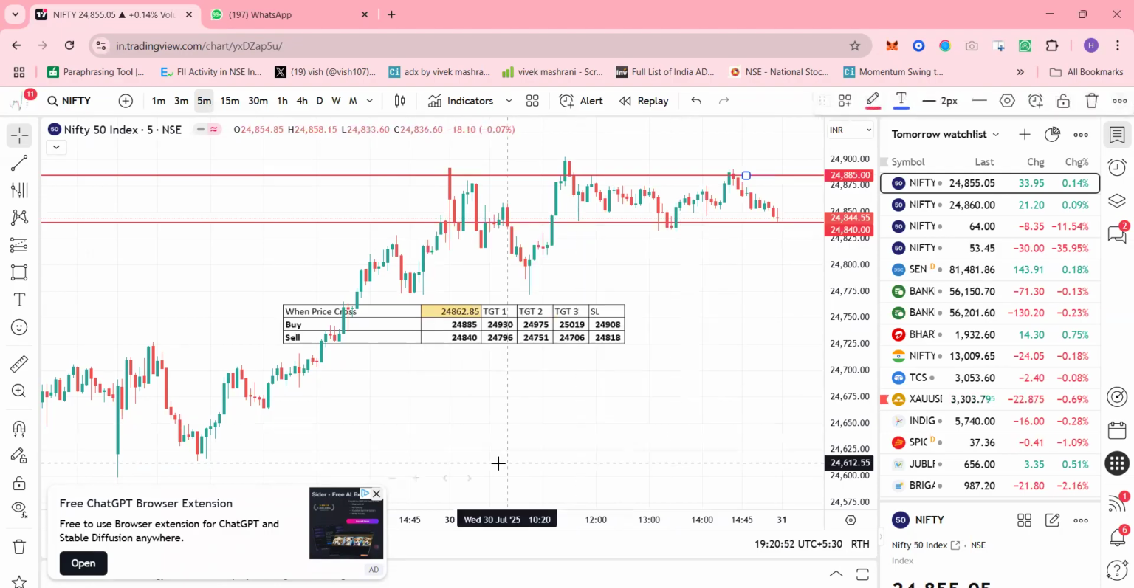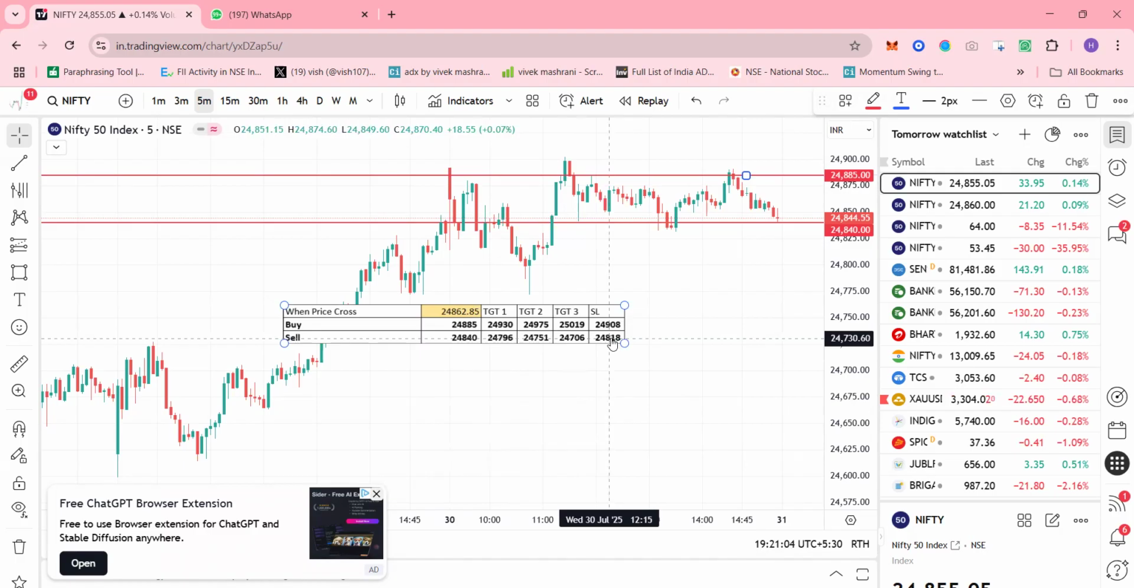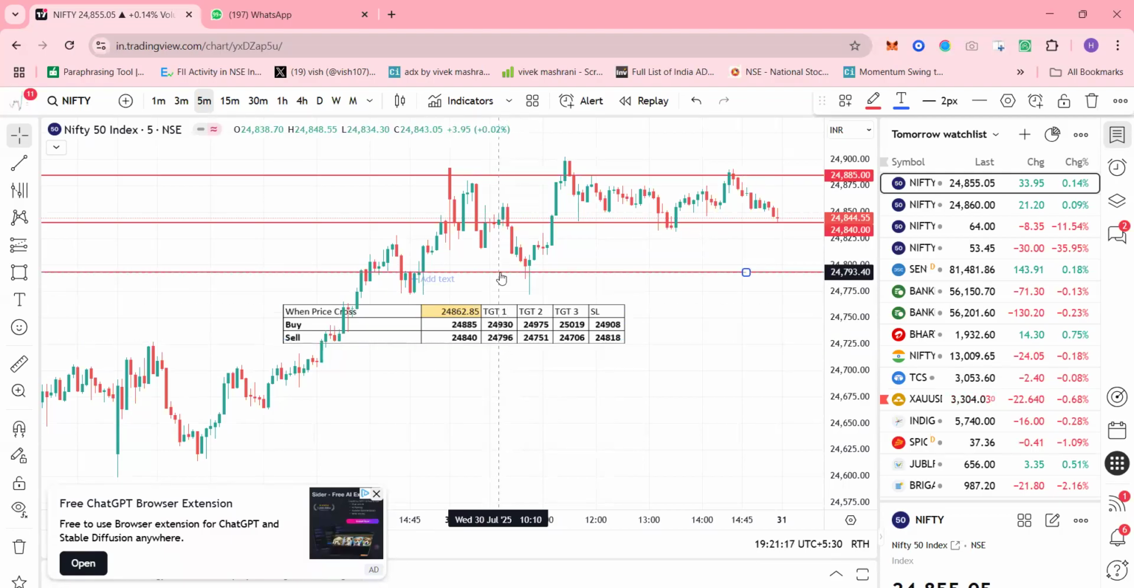Now, if you see, most of the time, once I think it did cross, but then there is a stop loss. 24,908 is the stop loss for the long side. 24,818 is the stop loss for the short side. When am I selling? Whenever the price crosses 24,840. So here, once it crossed, what is the target? 24,796. Let us put a target also.